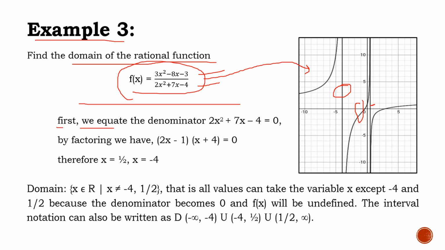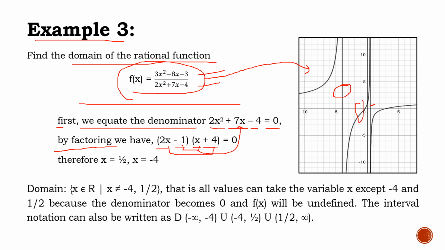So first, we equate the denominator 2x squared plus 7x minus 4 to 0. By simply factoring, we have (2x minus 1)(x plus 4). To check if the way we factored the quadratic is correct, we multiply the inner terms and multiply the outer terms, then add them. If the resulting value is your middle term, then that is correct.